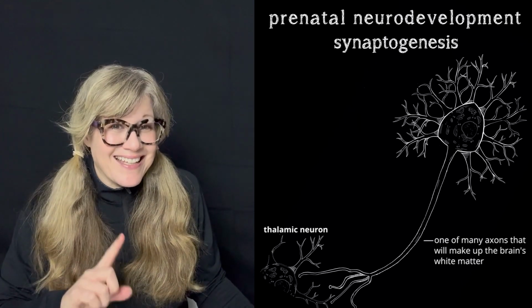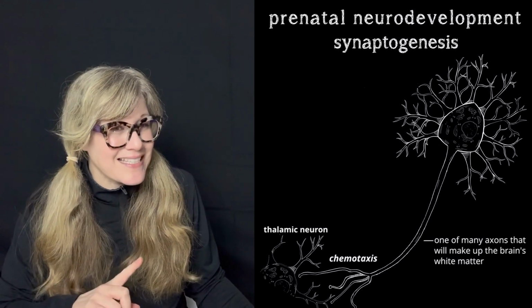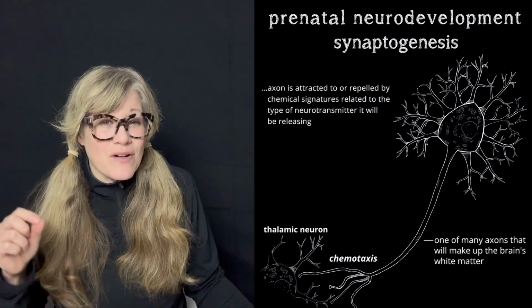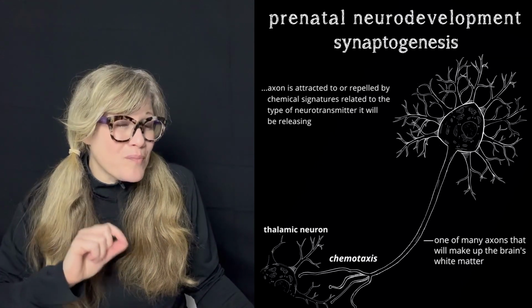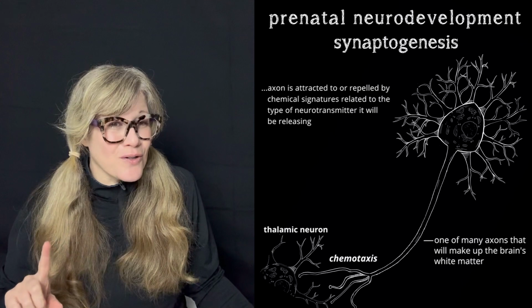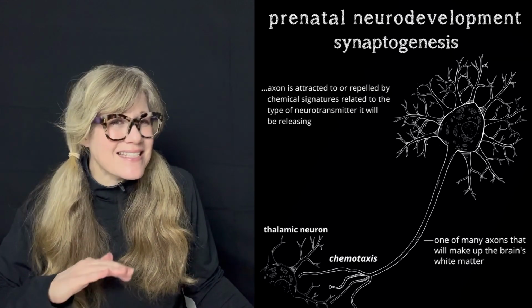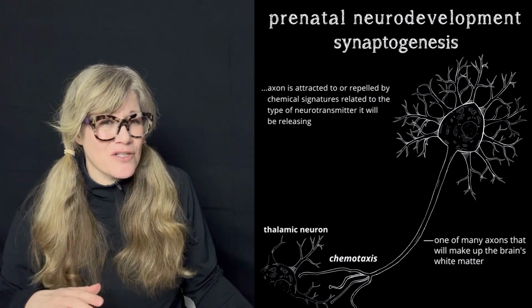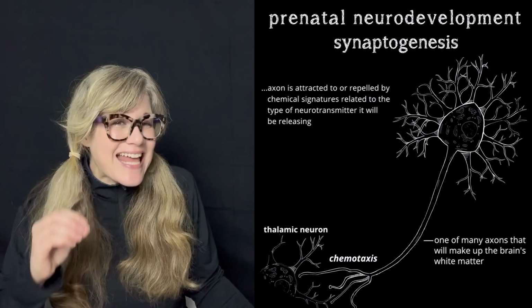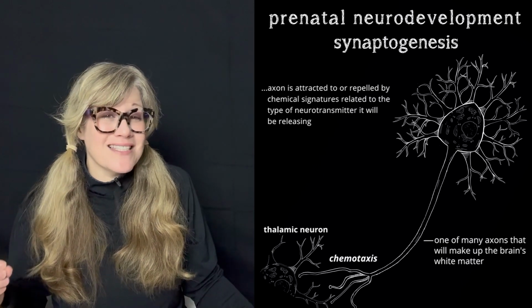But get this, some of that guidance is regulated by chemotaxis. So the axon is either attracted to or repelled by certain chemical signals, usually related to the neurotransmitter it will be releasing, even though at this stage it doesn't have the components to synthesize neurotransmitters. It's genetically programmed to recognize its neurotransmitter chemical signature.